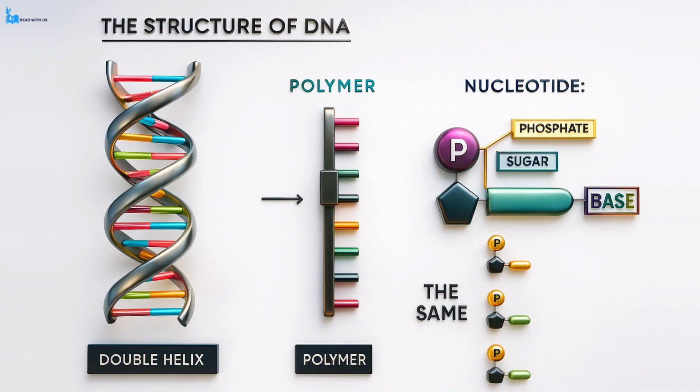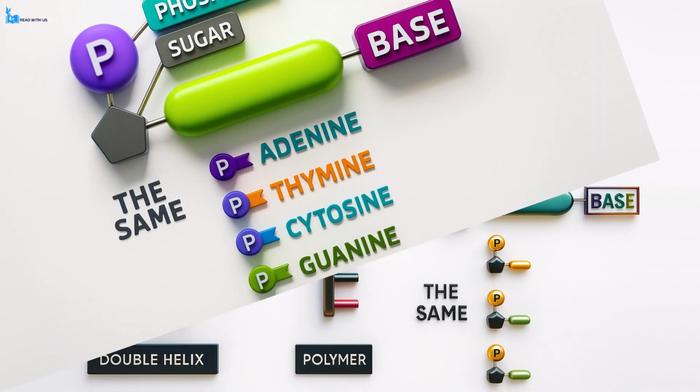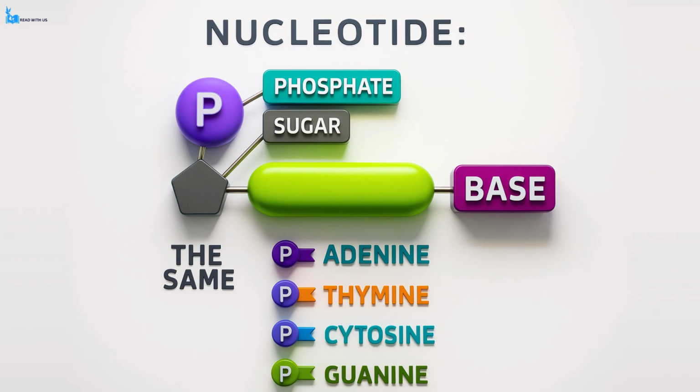Now, when we take a closer look at this single strand, we can observe that DNA is actually a polymer. That means it is a large molecule made up of repeating subunits. These repeating subunits are called monomers, and in the case of DNA, the monomers are known as nucleotides. Each nucleotide consists of three main components. At the top of each nucleotide is a phosphate group.